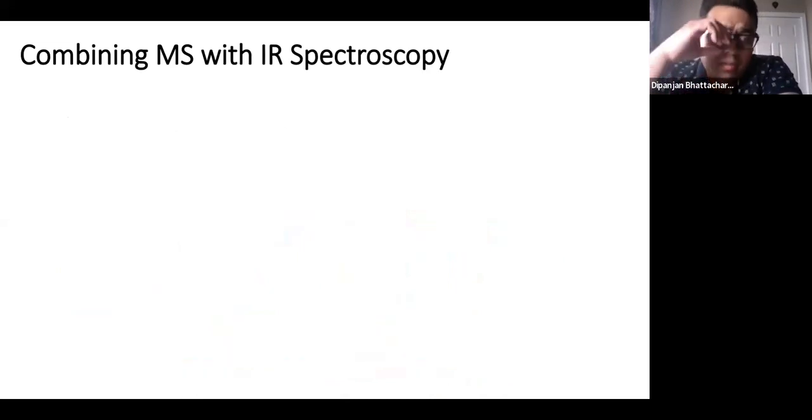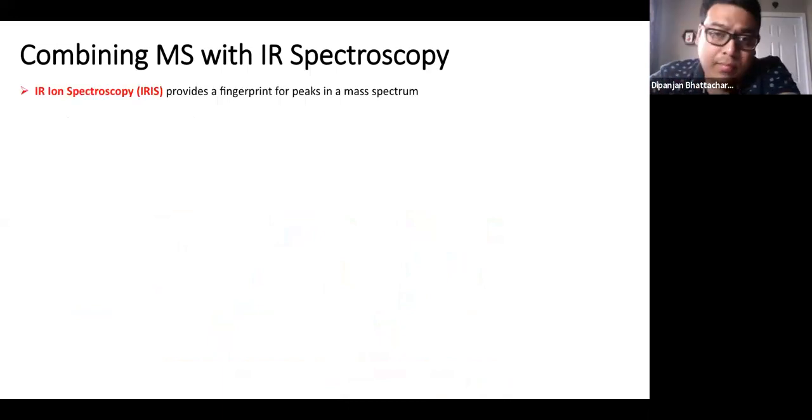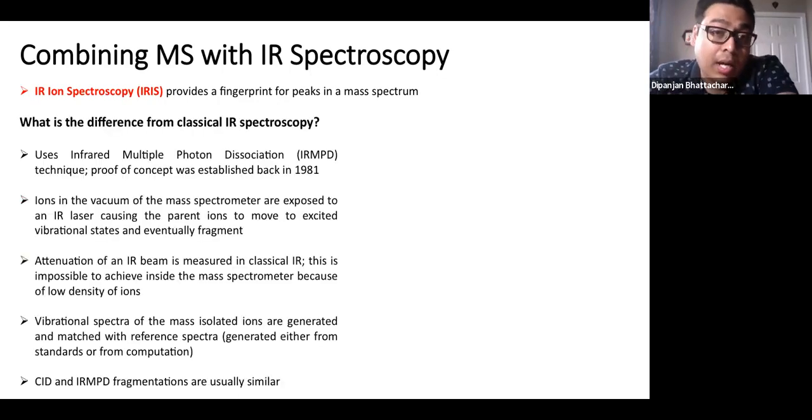So now what I'm going to show you is some examples where mass spec and IR spectroscopy were combined. The name of this method is IRIS, or IR ion spectroscopy, which basically gives a fingerprint of the mass isolated ions in the mass spec machine. So what's the difference between a traditional IR and this method?